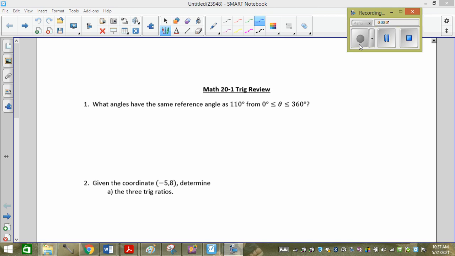So this one says, what angles have the same reference angle? Reference angle is the angle between the x-axis and the terminating arm, correct? So we're going to look. I like doing a sketch. It helps me out. I go 0, 90. If you didn't sketch, not a big deal. It just helps me.